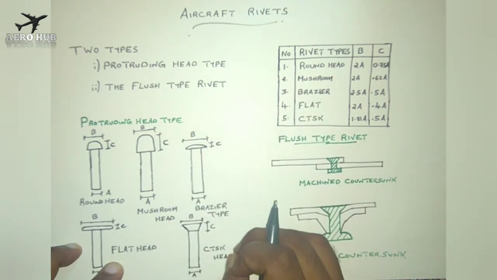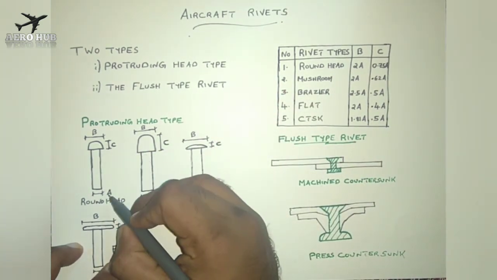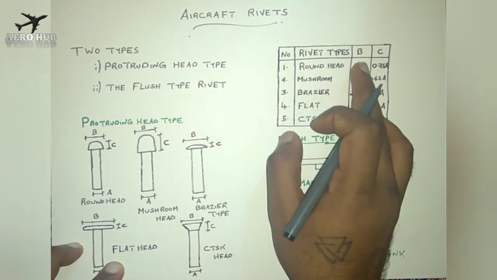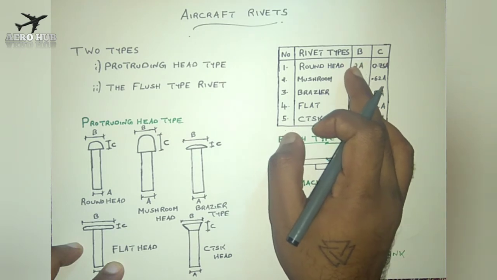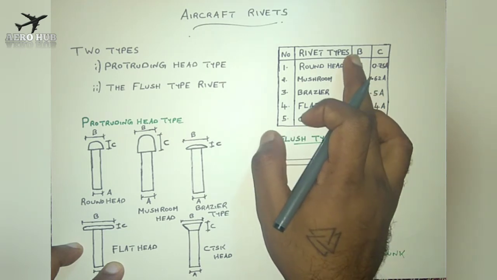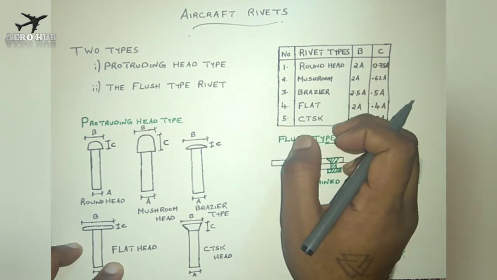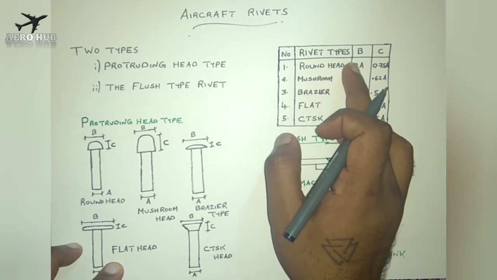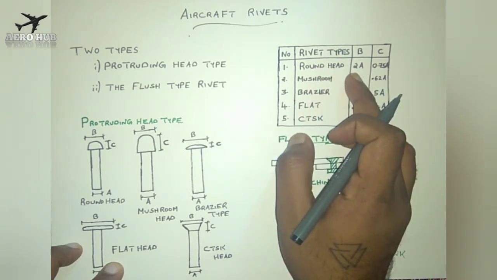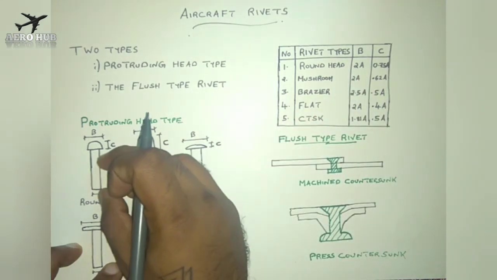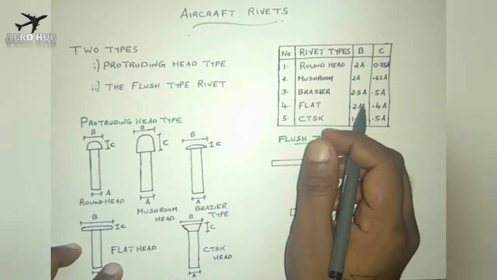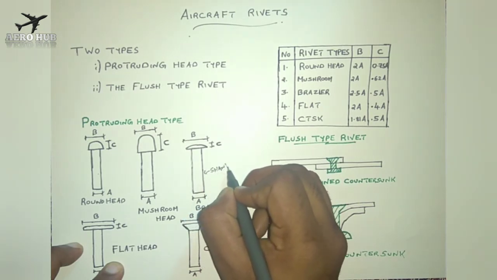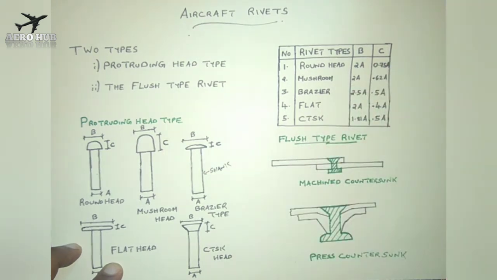You can see the designation of dimensions of the different types of rivet: A, B, C. B is the rivet head diameter, and C is the rivet head height or thickness. For round head, the diameter of the rivet head is 2 times the diameter of the rivet shank. This is the shank and this is the head. And C is 0.75A.